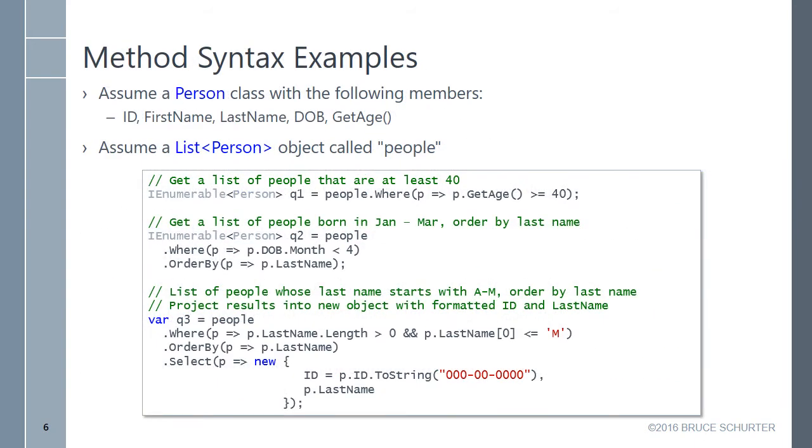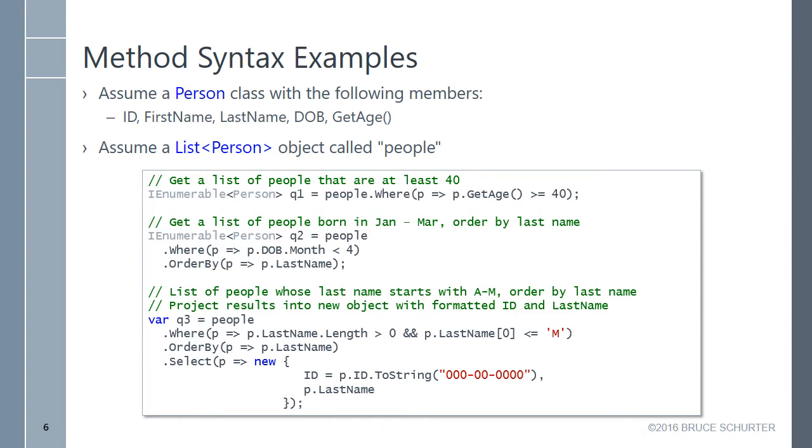In this example, we are assuming a person class with the following members. We have an ID property, a first name property, a last name property, and a date of birth property. We also have a GetAge function that returns the age of the person based on today's date and their date of birth. Assume we also have a generic list of person types called people.